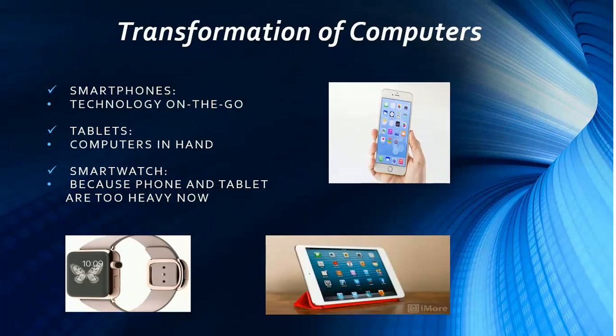Tablets made it easy for the people tired of carrying their laptops along with themselves. All the functions of a computer or a laptop could now be performed on a tablet. Smartwatch, as the tagline says, because phone and tablet are too heavy now. This has probably been one of the smartest inventions of the fifth generation up till now. It performs most of the functions of a smartphone and further simplifies the way technology can be used.